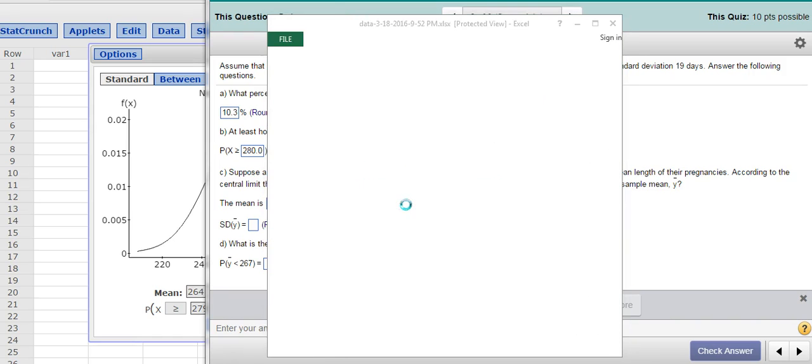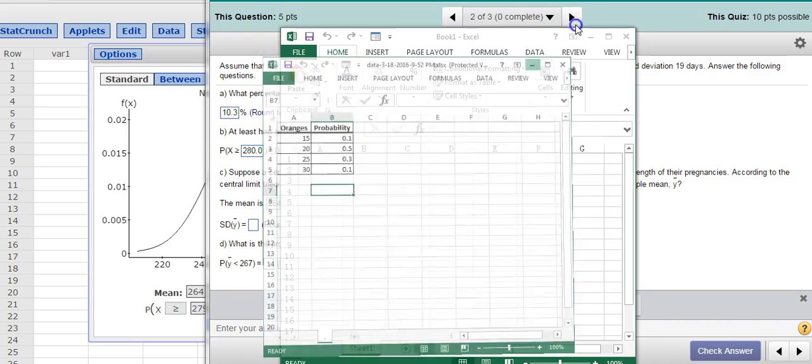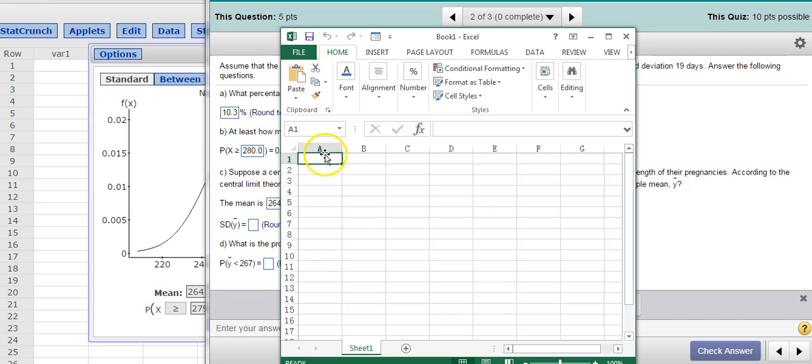How about open a new calculator? It's still not working for me. Okay, I open a new calculator here. So I want to use 19 divided by the square root of the sample size.